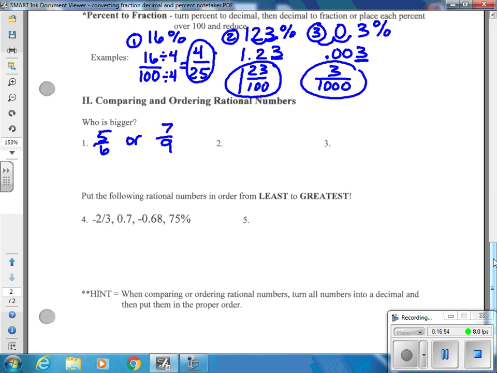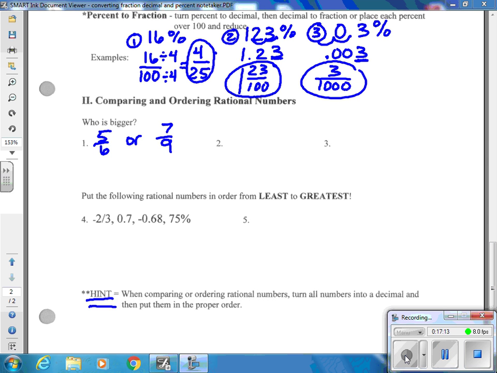the best thing to do is down here in the hint. Turn everything into decimals and then put them in order or compare them. All right, so if we take 5 divided by 6, we get a certain decimal, and if we take 7 divided by 9, we get a certain decimal. So let's take a second and see what those come out being.